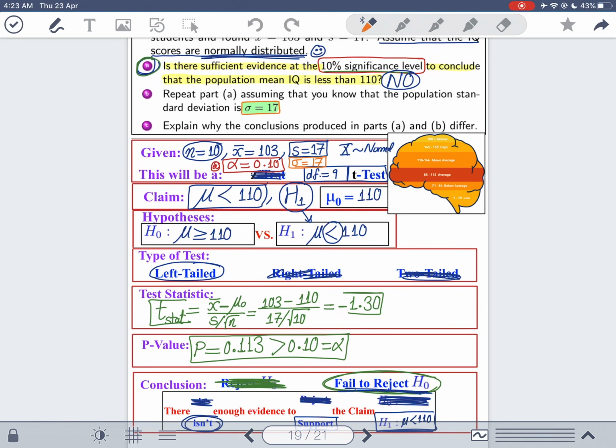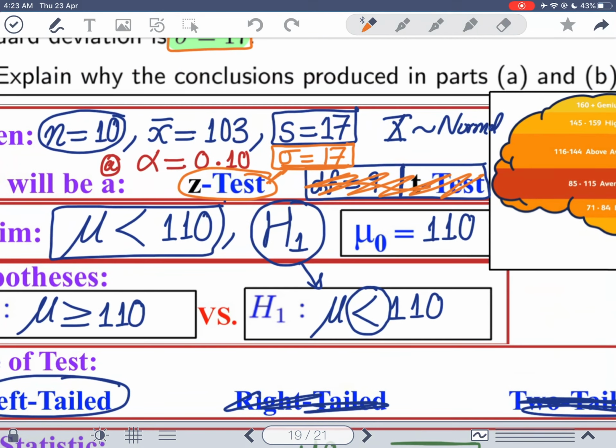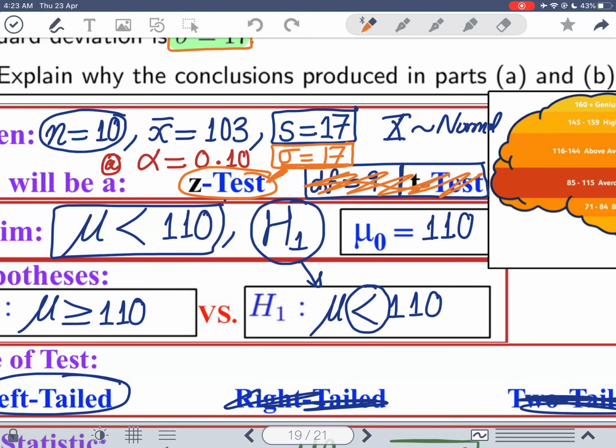Notice if sigma is given or sigma is known, then it will be a z-test. And this is what will go away. Pay careful attention to this. Sigma is known, and of course you have a normal distribution of the IQ scores, and the sample size is small, so you know that you will use a z-test in this case.